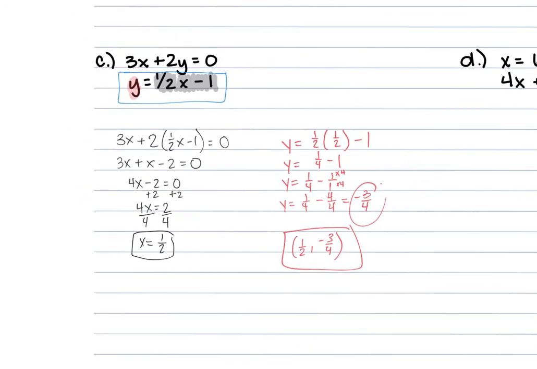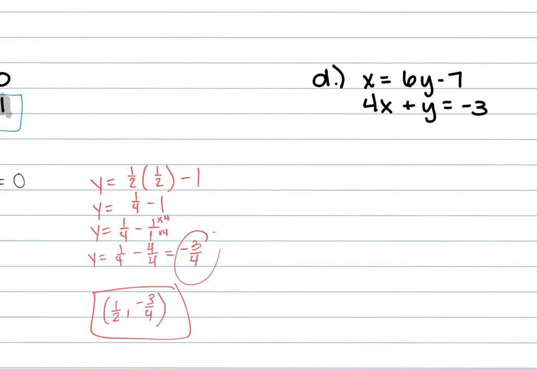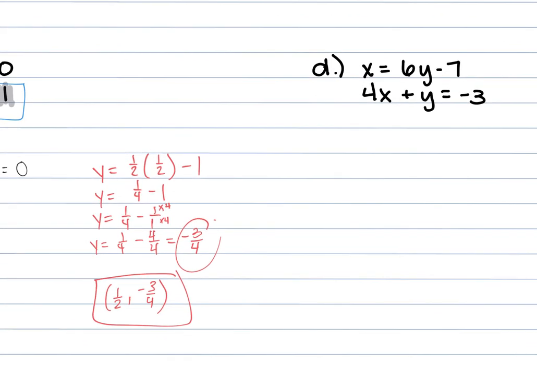Okay. Now, letter D is a little bit different. Why is D a little bit different? What's different about D? Zoe? Very good. None of them are solved for y. Is one of the equations solved for another variable though? Zoe? Very good. The first one is solved for x. Do you guys see that? So this is going to be our substitution, and the right side of our equation becomes highlighted.